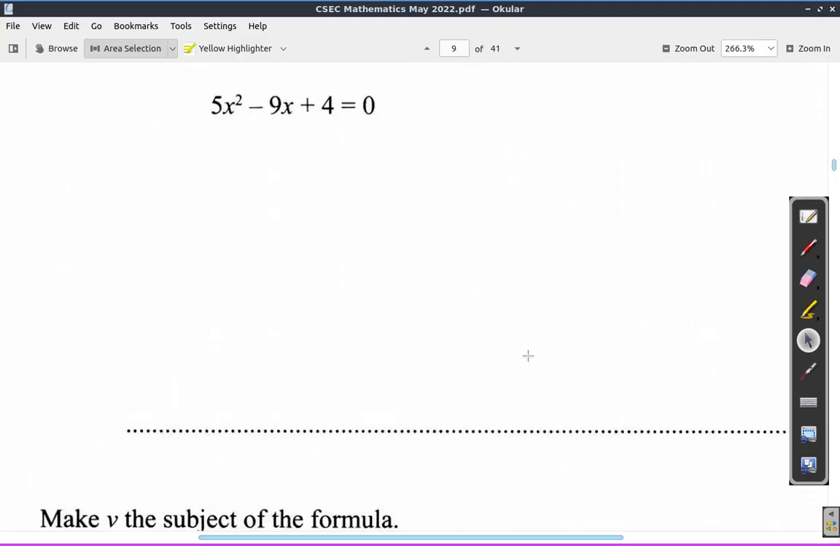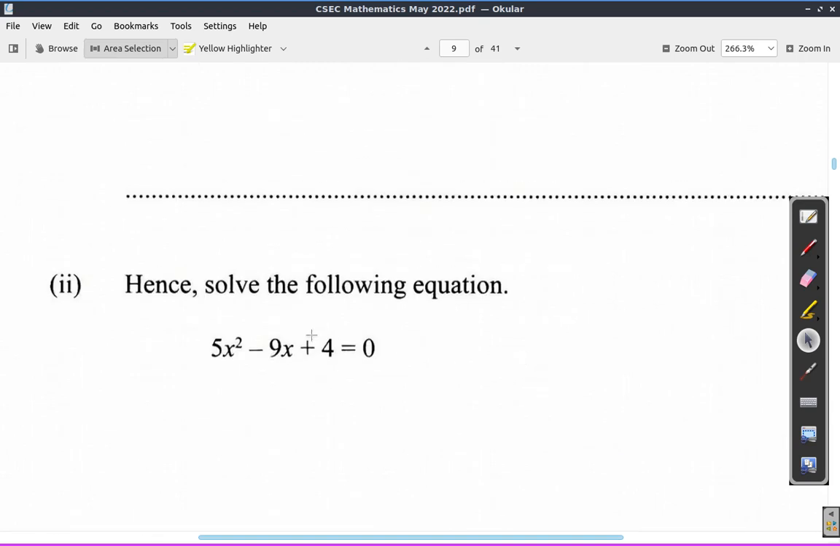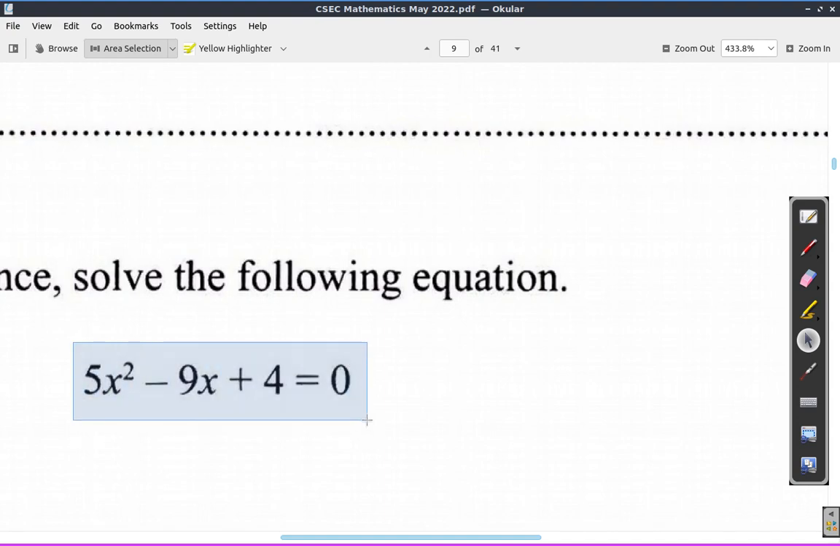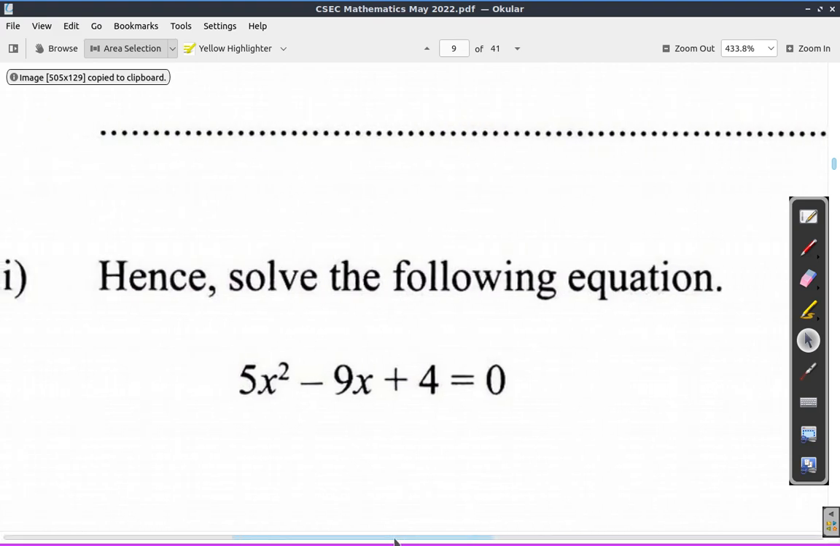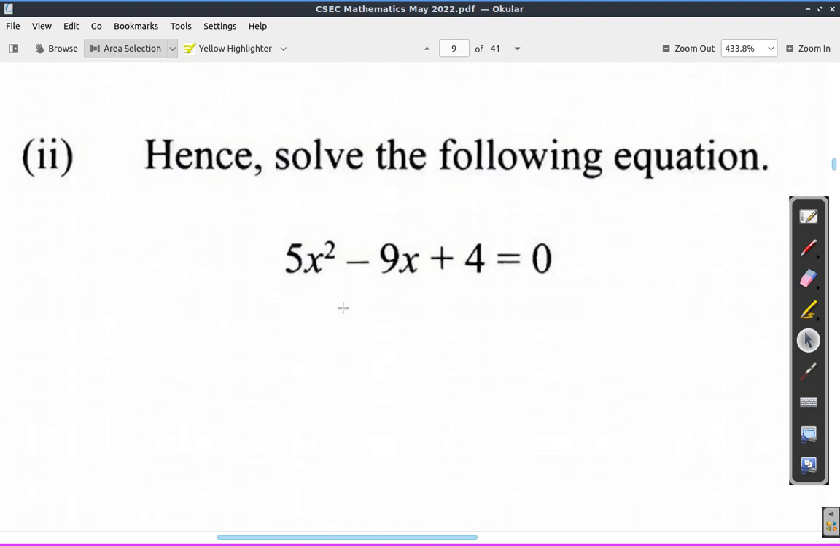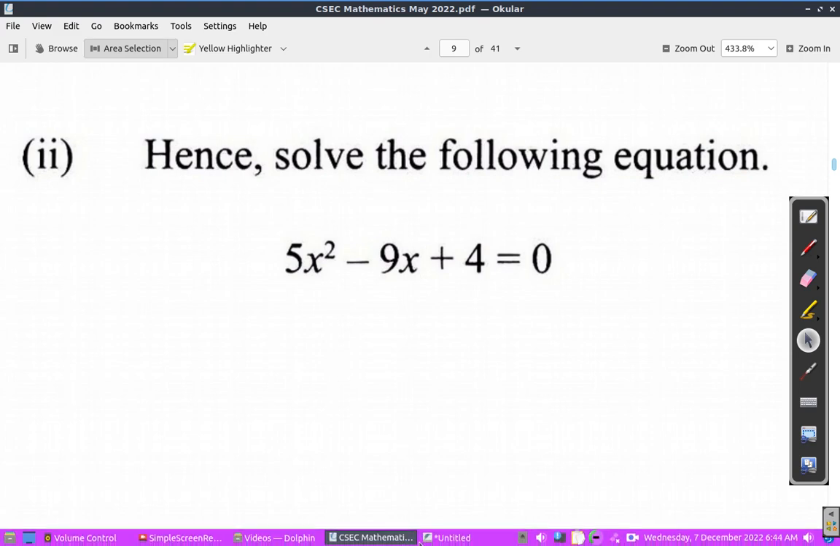Now, we're going to be looking at this part. It says, hence solve the following equation. Alright. Now, when it says hence solve the following equation, you have factorized this. Whatever you did before, use that to solve the equation. So you're going to use factorization to solve the equation.